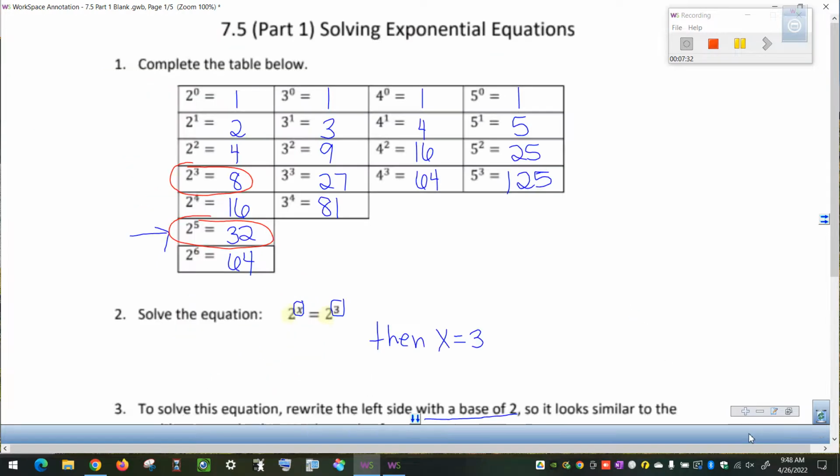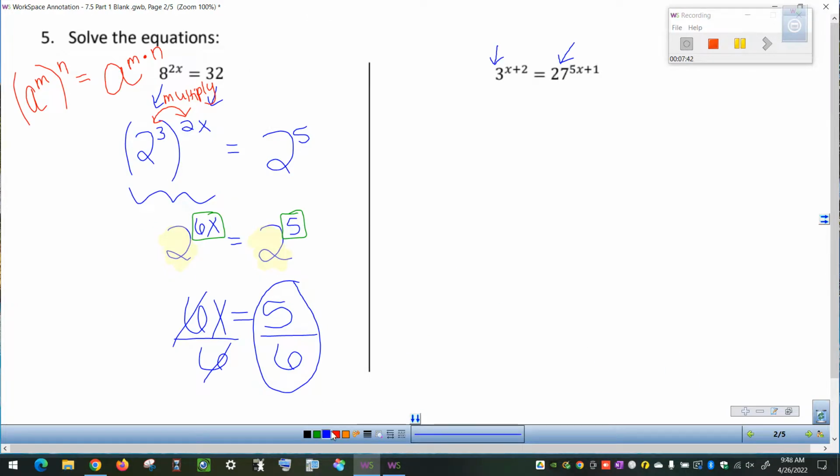So if we think about a base of 3 and how that relates to 27, 3 to the 3rd is 27. So that's one of our values right here in our table. So the only one that we're going to have to rewrite is the right-hand side. And just as we did before in the other problem, when you replace 27 with 3 to the 3rd, I want you to put that 3 to the 3rd in parentheses, because it's still being raised up to this 5x plus 1 exponent. That's still going to be on the outside of our parentheses.